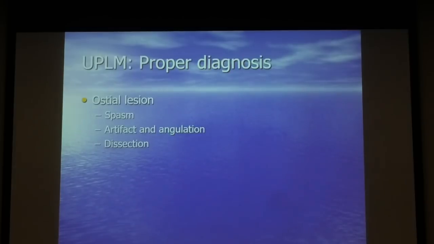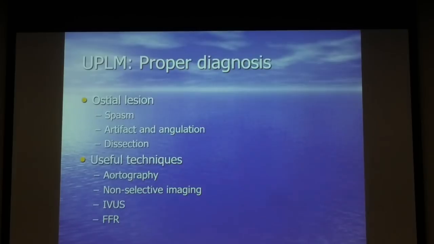في عنا osteal disease. Sometimes we are faced with a spasm. Sometimes we are faced with artifacts like bends or abnormal origin or extreme angulation. Sometimes we are faced with dissection that looks like a stenosis. So these are very important to diagnose because they have clinical implications in general.